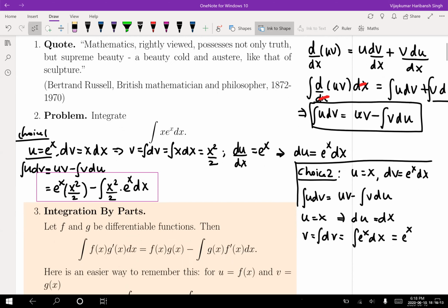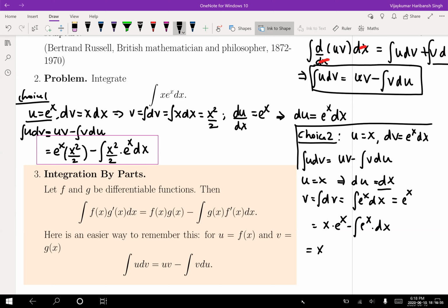So what do we get? When we put it back, uv is u times v, which is x times e to the x, minus the integral of v du. v is e to the x, du is the same as dx. So we get x e to the x minus e to the x plus c. You add plus c at the end because the integral is all the possible values, not just one, but as you keep changing c, you get all of those as the value of the integral.